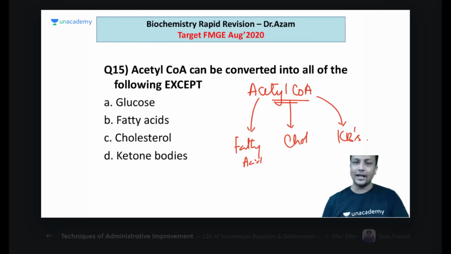Therefore, my dear friends, remember, it is going to form all of them except the glucose. Remember, it cannot get converted into glucose, guys. It can form everything here right now. So I'm just trying to cover many points in one question itself.